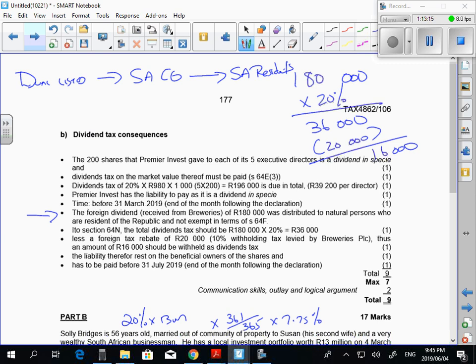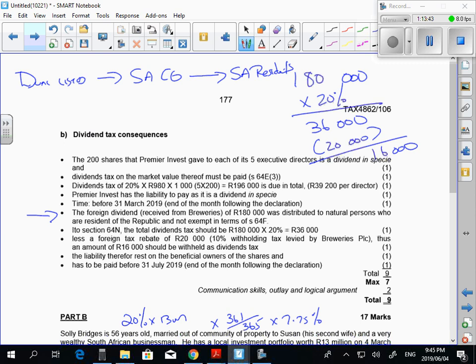So just read through it. It says the foreign dividend 180 distributed to natural persons. In terms of 64N, the total dividends tax should be 180 times 20%, which is 36. Less the foreign tax rebate of 20,000. Do you understand where the 20 comes from? Which leaves you with 16. The liability, therefore, rests on the beneficial owners of the shares and has to be paid before 31 July, end of the month following the declaration. Who needs to pay it and when?